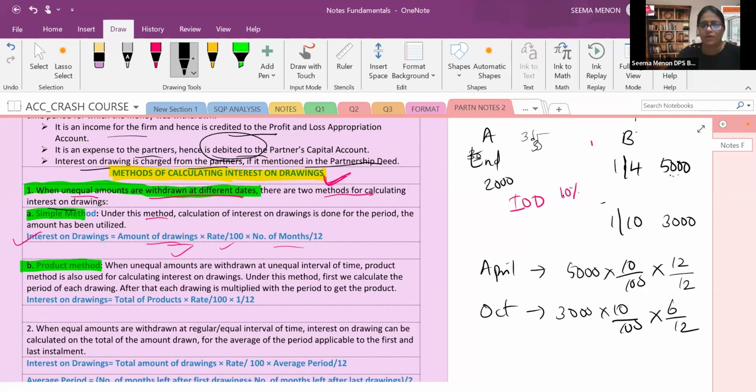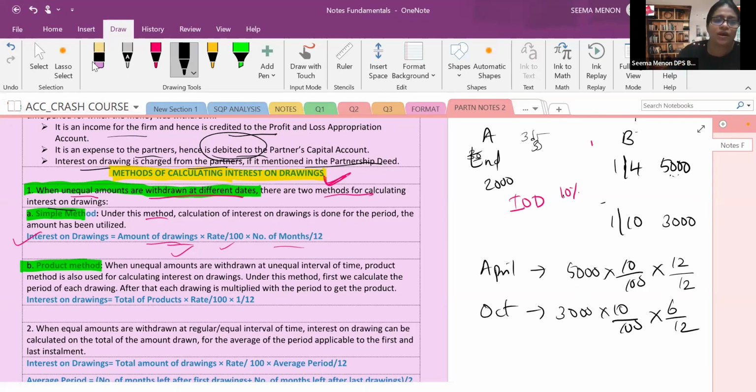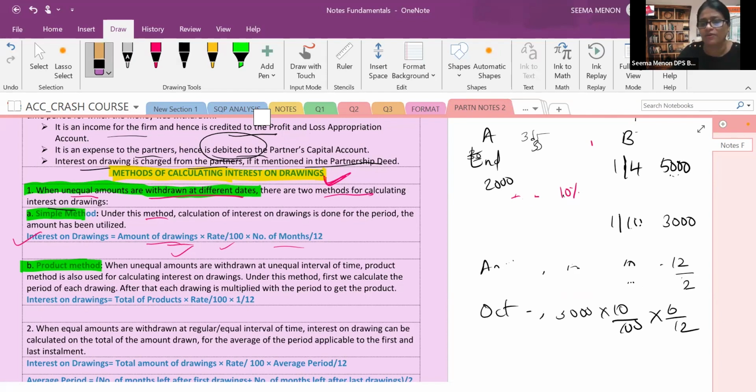First we had taken it for days. But when a businessman withdraws 20 times, different amounts on different dates and times, it will be very tough for them to calculate. So we can have a second method. What is the second method? The second method is known as the product method.